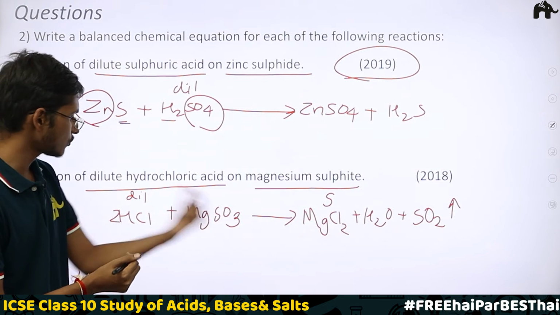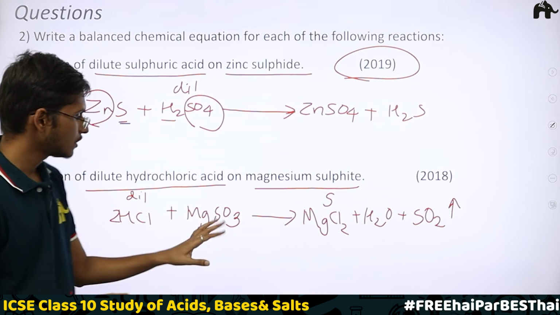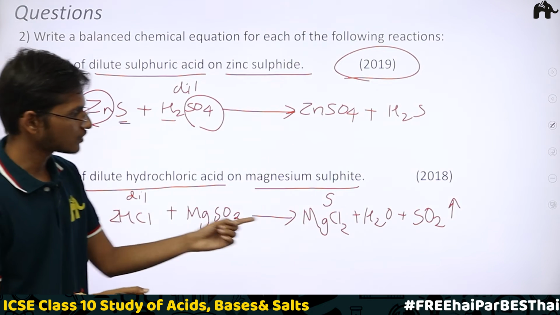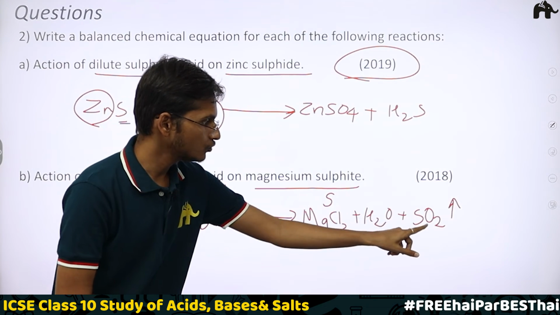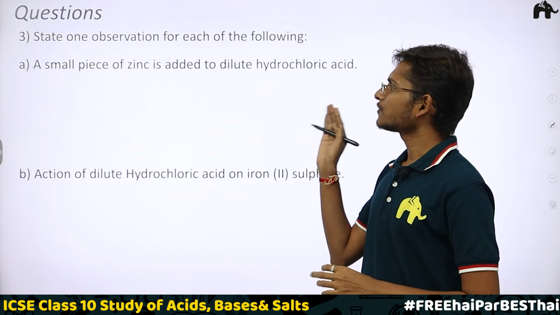Now remaining are sulfur and oxygen. Sulfur is 1 here, on that side also sulfur is 1, oxygen 3. So oxygen 1, 2, 3. Okay, clear?